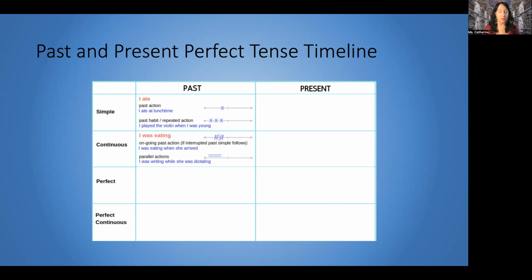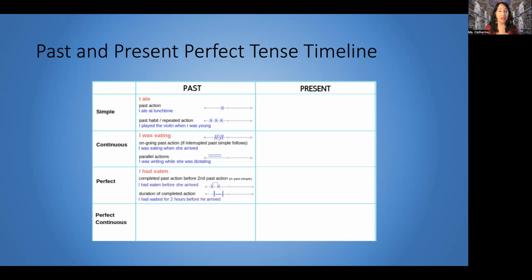When is the interrupted. Past continuous is also parallel actions. For example, I was writing while she was dictating. So a parallel action would be while. That's the clue word. They happen at the same time.